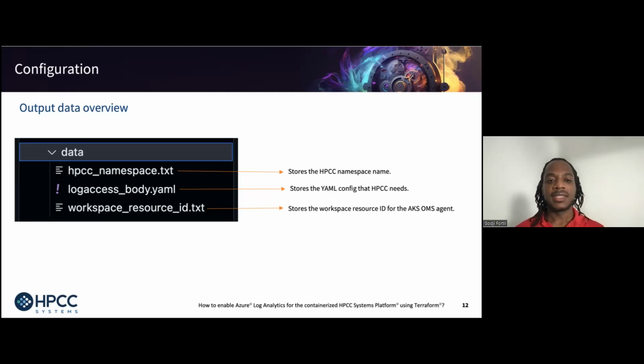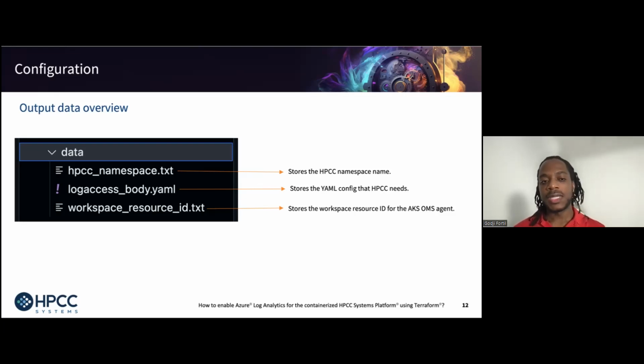The log access body, which is basically a YAML configuration file that we get from GitHub from the HPCC Systems repo. And that is needed for HPCC. So once we are going to deploy HPCC, we will need to pass that file to the deployment so that HPCC can pass logs. And the last one is the workspace resource ID.